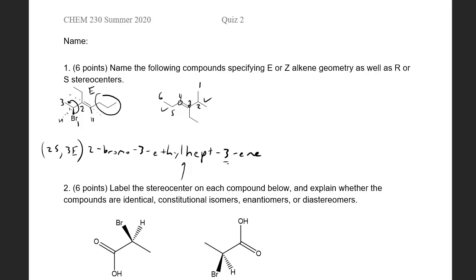So for this compound, we have 2 methyl, 3 ethyl. So I'm going to start with 3 ethyl alphabetically. That comes before methyl. So it is E, 3 ethyl, 2 methyl, and I'm going to put the 3 in front this time just to emphasize it could go either way. So 3 hexene.